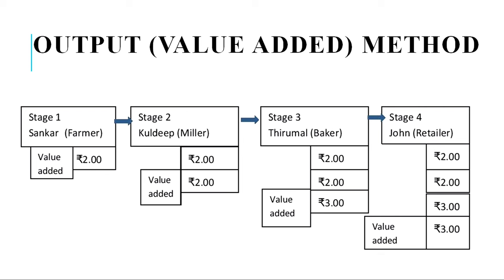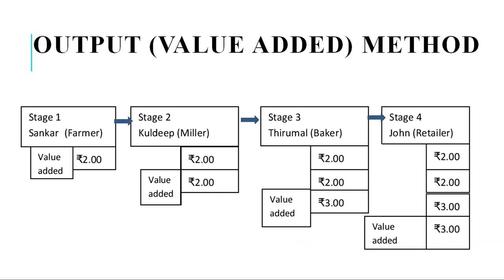Finally, it goes to the grocery shop. In the grocery shop, John also makes his margin, or value addition, because he also earned profit. So he adds 3 rupees more. So totally it is about how much? It is 10 rupees. This 10 rupee value of the biscuit is called the final good. Transportation charges and advertisement charges are all coming under the value added.